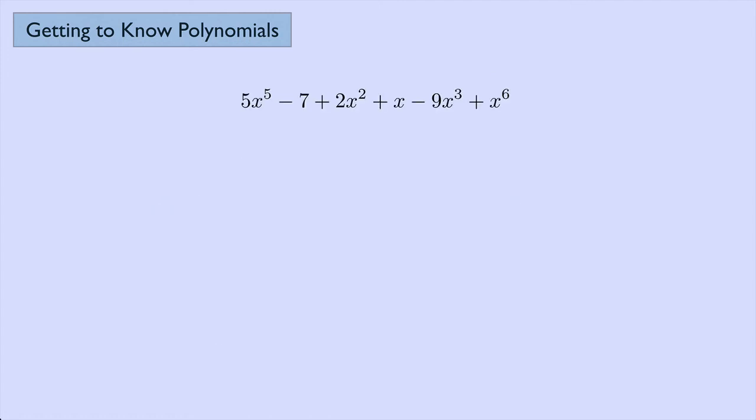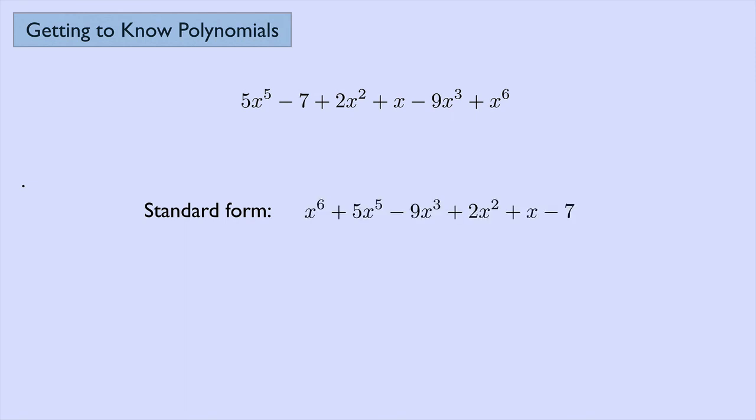Okay, let's look at this polynomial. 5x to the 5th minus 7 plus 2x squared plus x minus 9x cubed plus x to the 6th. So we see the powers here, but they seem to be in all kinds of order here. We have a 5th power, and then we have the constant, and then a square, and then a first power, and then a cube, and then a 6. It'd be nice to sort of write this in a standard way, and we have a way to do that. We call it standard form, and that's where we write it in terms of decreasing powers.